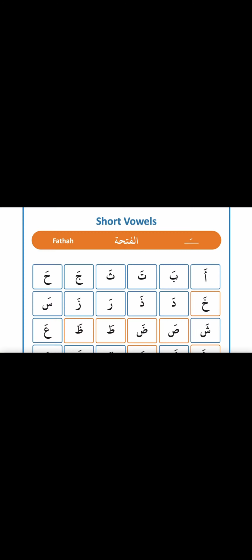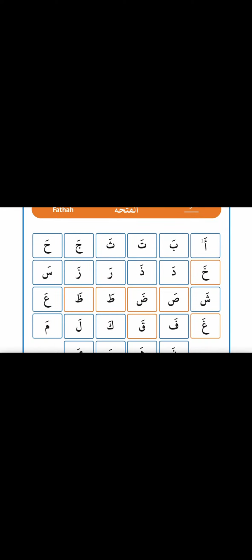Just before we go on to that, a quick recap. Last lesson, on page 16, we learnt Al-Fatha. And what did we say Al-Fatha is? If we look here, Al-Fatha is when you have this little line on the top, and this line will give it a sound. We said that we would take the beginning sound of the letter, the consonant, and then add the a.